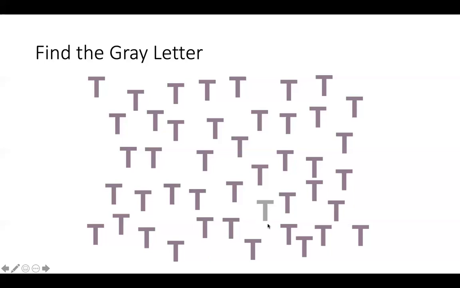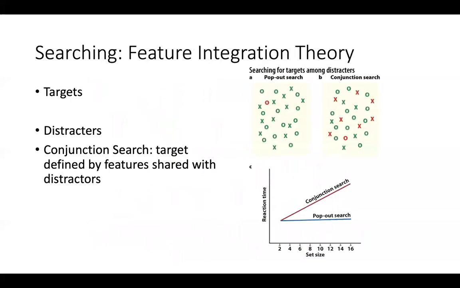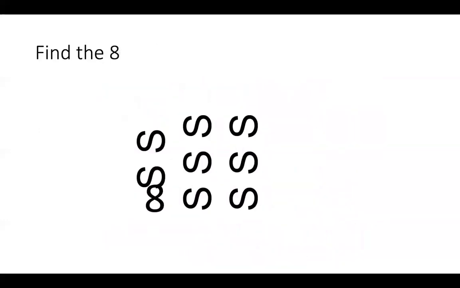so this is a pop-out search once again. The property is color. The target letter has a unique color that is not shared by any of the distractors. An important thing, going back to this chart right here: in a pop-out search, it doesn't matter how many distractors you have. In a pop-out search, the target pops out. It's always easy to find. The number of distractors really doesn't make the task much harder. What about this one? Is this a pop-out search or a conjunction search?